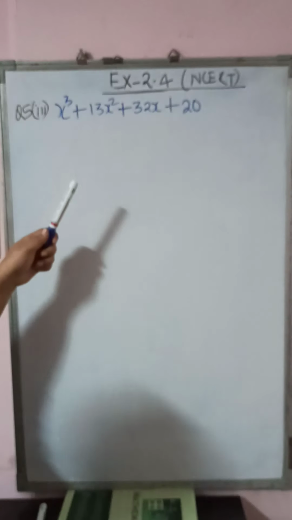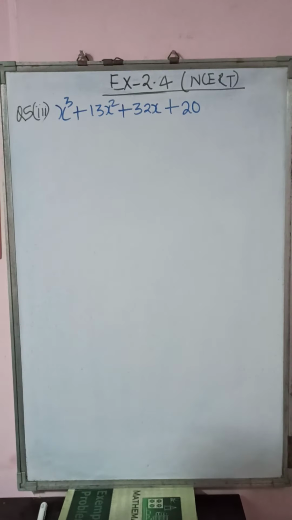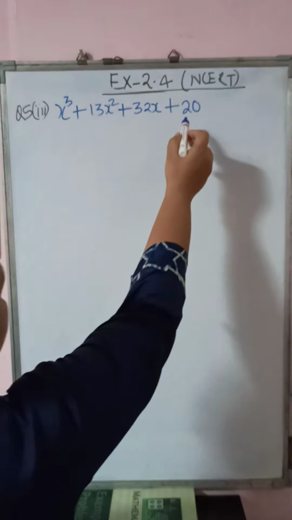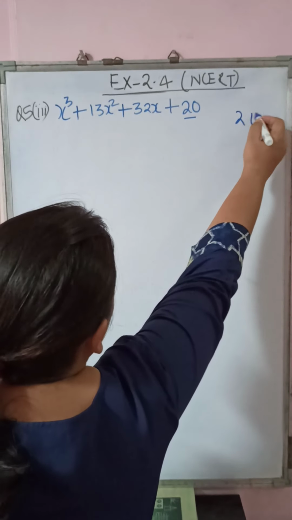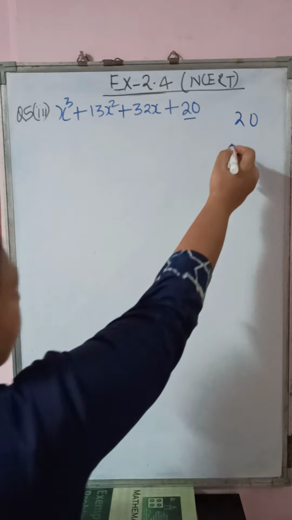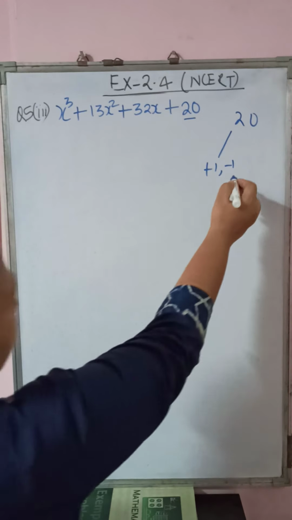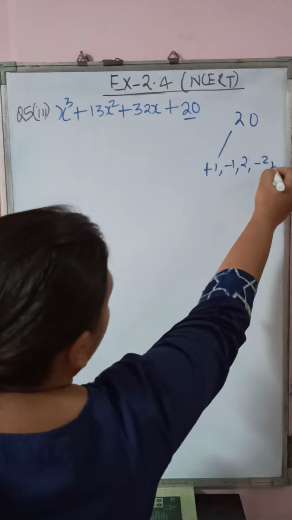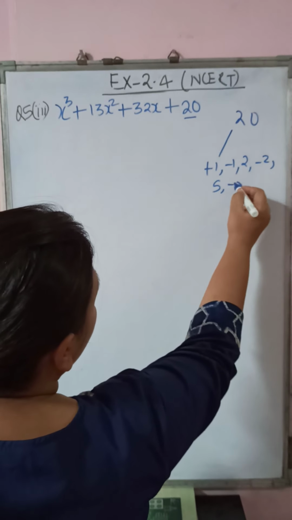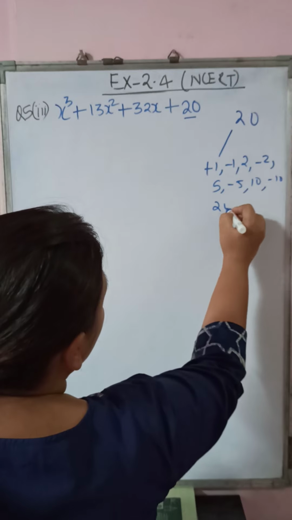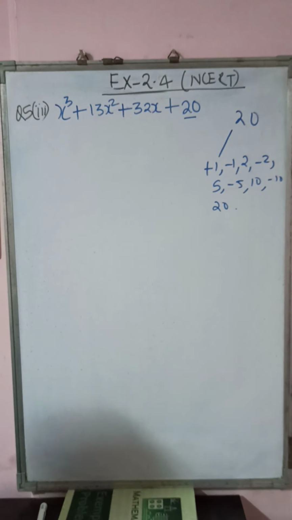So the first factor we will find by the trial and error method. Okay, so which number's factor do we have to find here? We'll see what the constant term, the last term, is: 20. So what are the factors of 20? You all know plus 1, minus 1 is a factor of every number. Then 2, minus 2, 5, minus 5, 10, minus 10, 20. So these are the factors of 20.